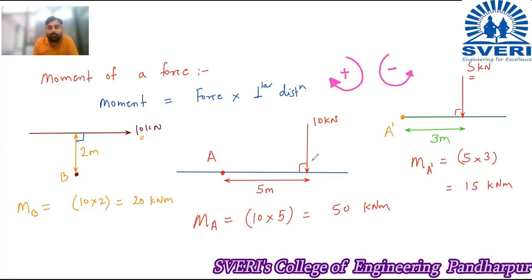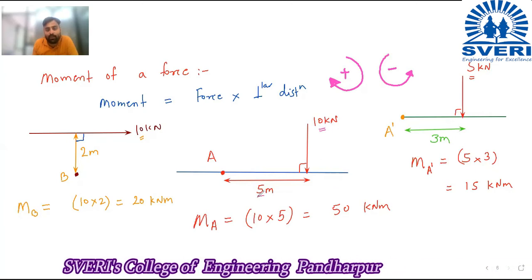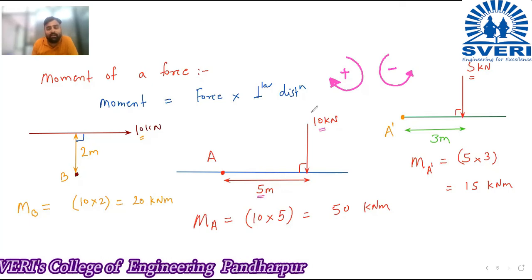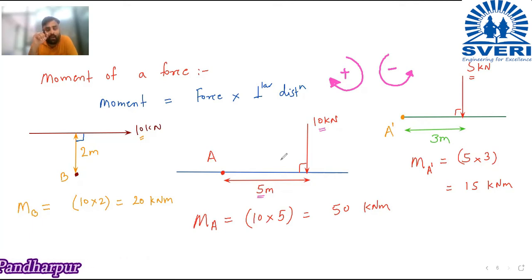Now we will start with our first figure. Now if you see, this 10 kilonewton force is there, 5 meter distance is there, you can easily know the moment is 10 into 5, 50. But now this 50 kilonewton meter moment, what will we do?